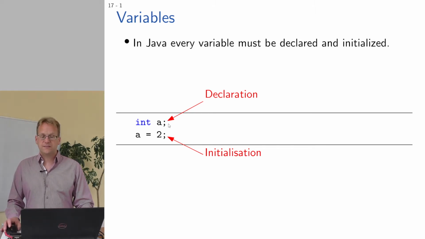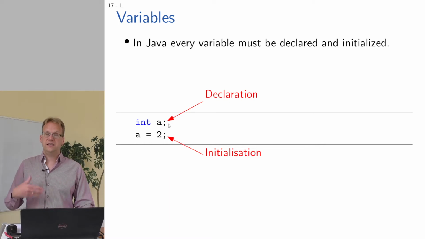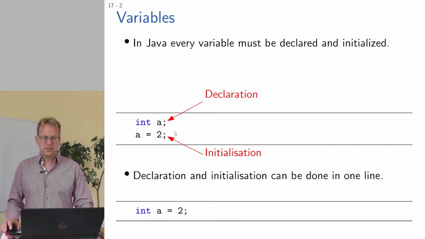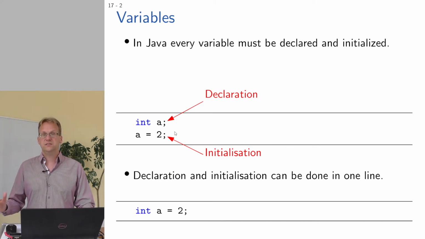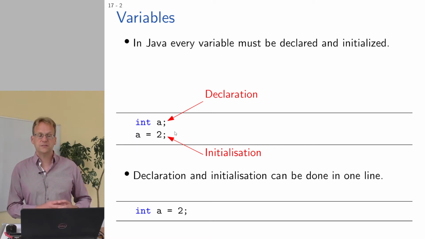The first line is the declaration. Here I'm just saying there is an int variable named a, and in the second line I'm saying the value of this variable is 2. So these are two different steps in Java, declaration and initialization. However, you can also nicely write that in one line, int a is equal to 2. Conceptually, it's good to know the difference, that there are actually two things happening in this single line of code, the declaration and the initialization.